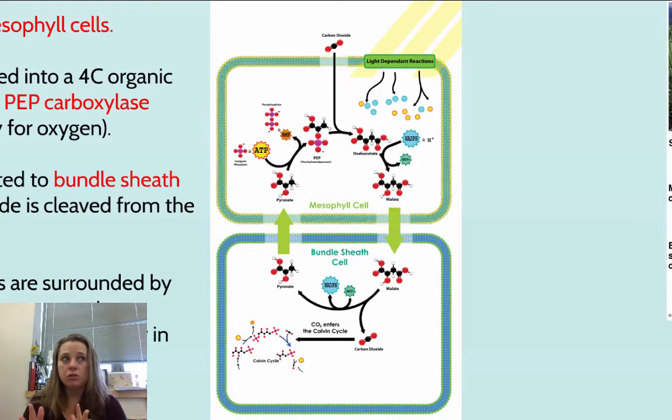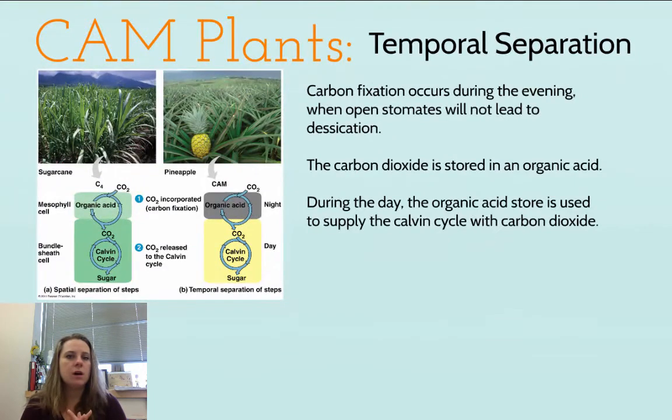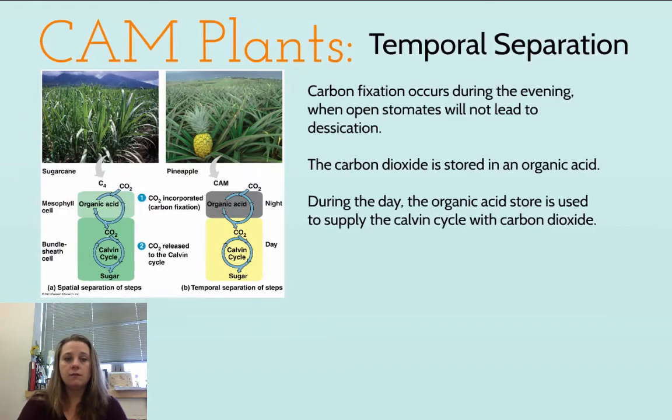It's another way to fixate carbon in really extreme kinds of plants. In these plants, fixation occurs during the evening when it's not hot. Carbon dioxide gets stored as an organic acid, generally a 4-carbon acid. Then during the day, the stored organic acid is used to supply the Calvin cycle. So we can still make sugar. It's an environmental adaptation that's occurred in plants that live in extreme environments.